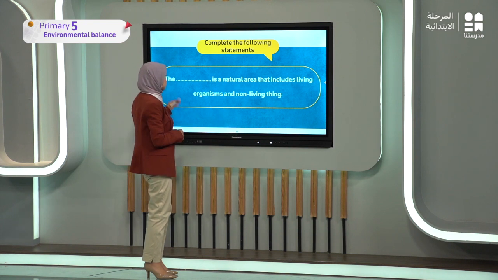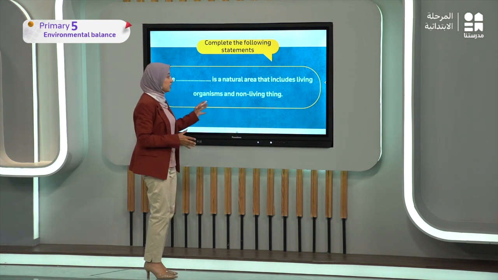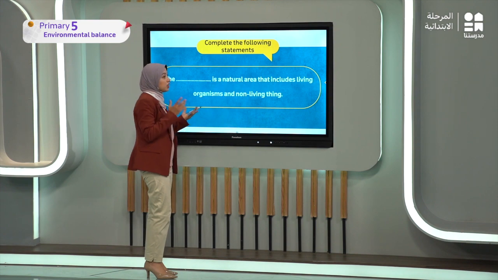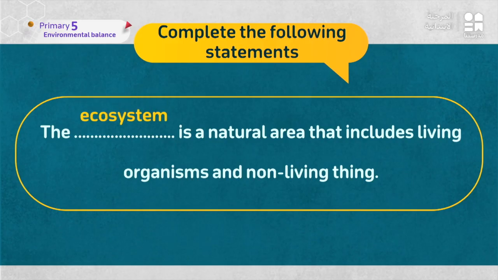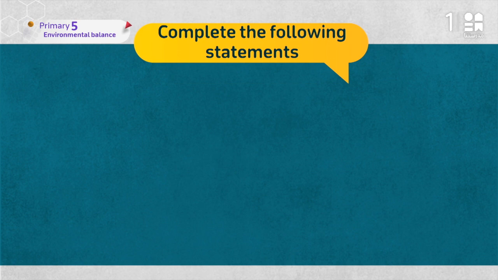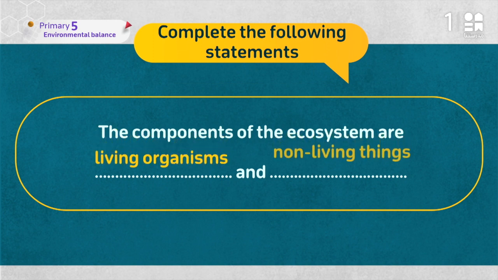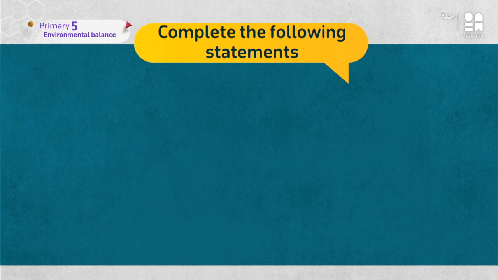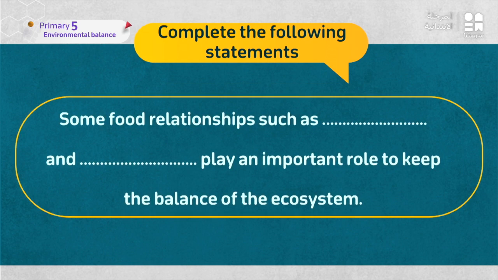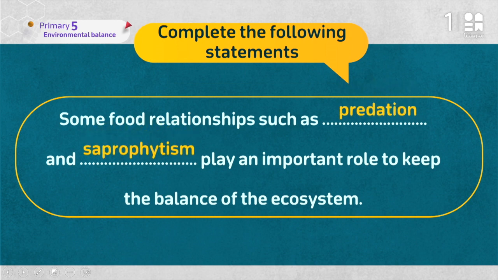Number one, what is a natural area that includes living organisms and non-living things? For sure, it's the ecosystem. Another question: the components of the ecosystem are living organisms and non-living things. Another question: some food relationships, such as predation and saprophytism, play an important role to keep the balance of the ecosystem. بيحافظ على ecosystem, so they are the predation and the saprophytism.